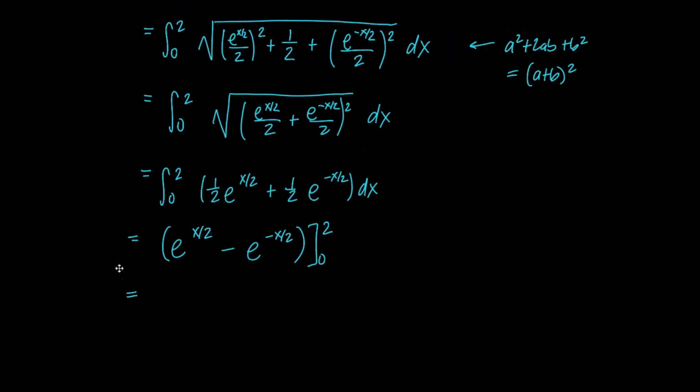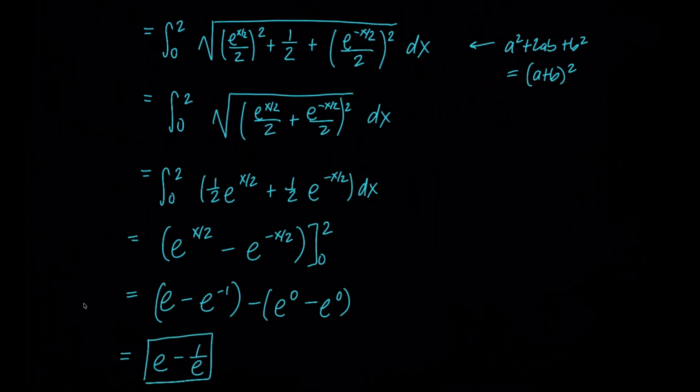Let's plug in 2. e to the 2 over 2 is e to the 1, minus e to the negative 1. And then minus e to the 0 minus e to the 0. Okay, well, that's the same thing, so that's gone. So my answer is just e minus e to the negative 1, or 1 over e. e minus 1 over e.